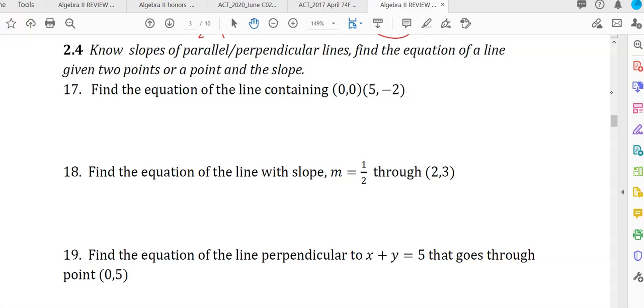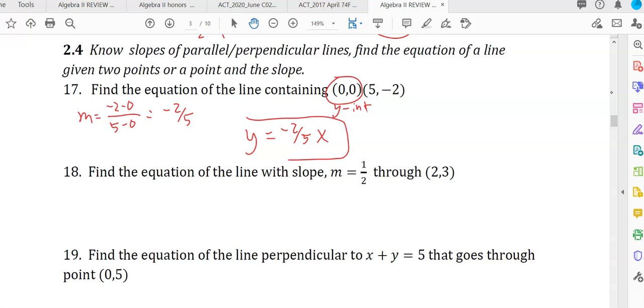Find the equation of the line. So I think we need to do the slope first. Let's find the slope. So m is going to equal -2 minus 0 over 5 minus 0. So this is -2/5. The y-intercept is this. So in this case, we can just carry the y-intercept to 0. So my equation is y equals mx plus b, -2/5 x plus 0, where 0 is the y-intercept. So that's your equation. Otherwise, we would have to plug in and find b if they didn't give us the y-intercept.